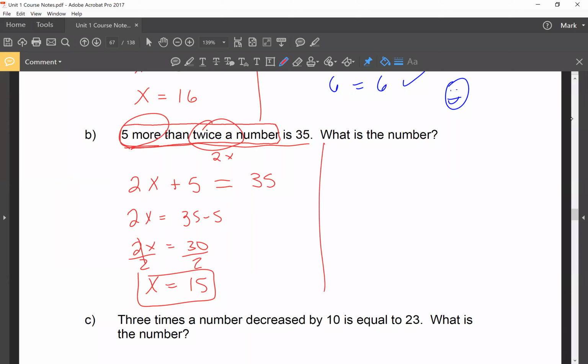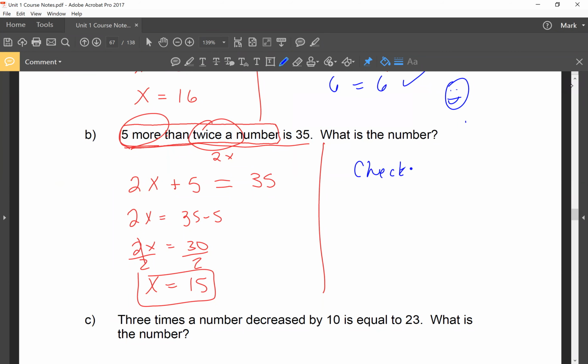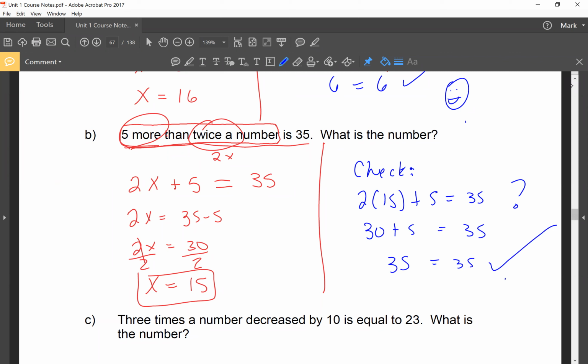Now, I see a message in the chat there, but before I do that, let's check. I want to know if I'm correct. And that's kind of the cool part of math, is you can always check your numbers in algebra. So 2 times 15 plus 5 equals 35. Is this correct? 30 plus 5 is 35. 35 equals 35. Perfect. It works. My number works. Again, the beauty is if you had to do this on a test or an assignment, wink, wink, wink, you can check your answer.